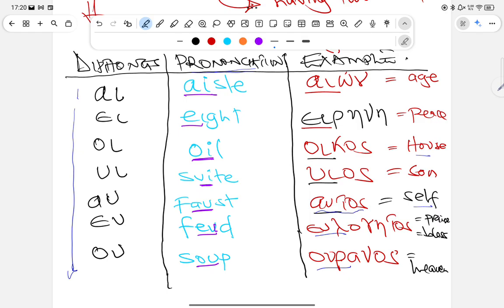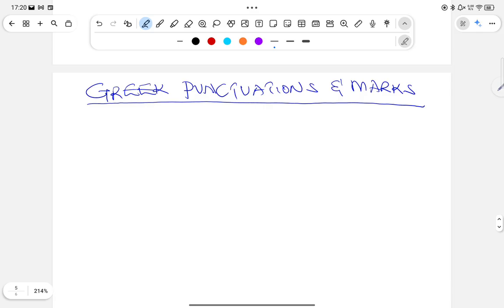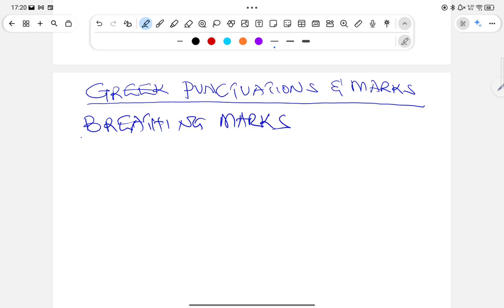So this is diphthongs. And today in this lesson, we get to look at the Greek punctuation and the different marks that Greek uses. The first of those, which we'll deal with and which is very simple, is what we call the breathing marks.